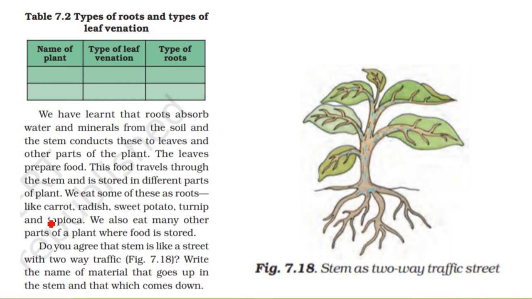yes, types of roots and types of leaf venation, they have a table here. So they are asking you to write the name of a plant, the type of leaf venation, and the type of root that plant has. Okay, so kindly fill it with any 5 types of plants.